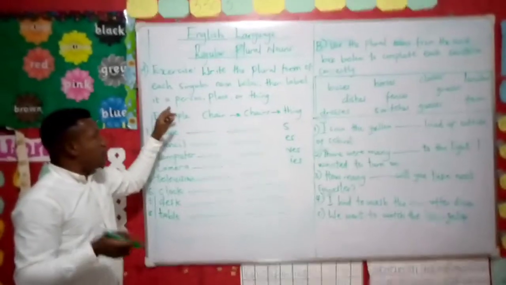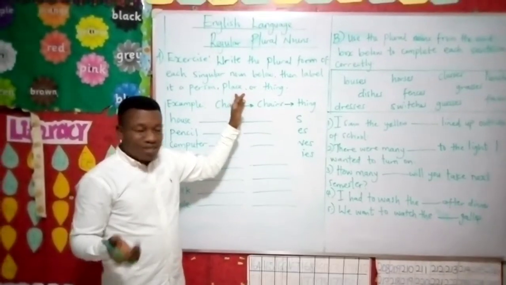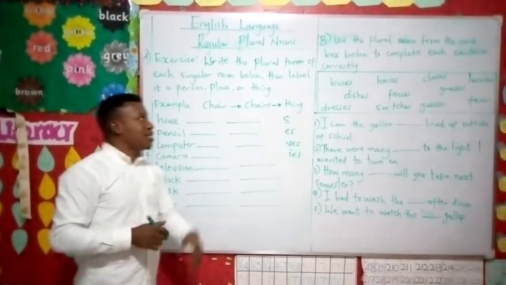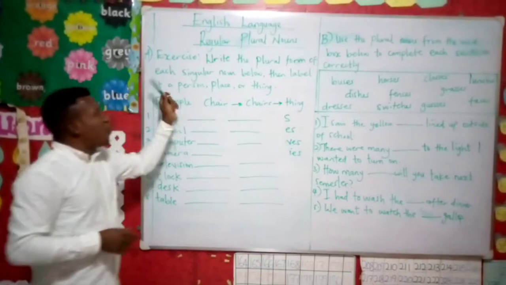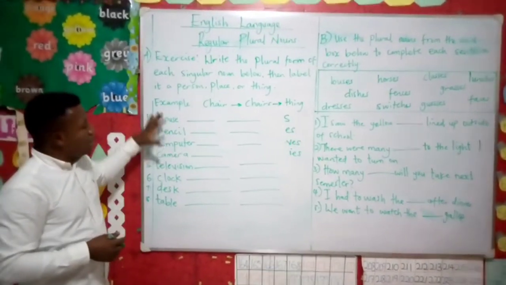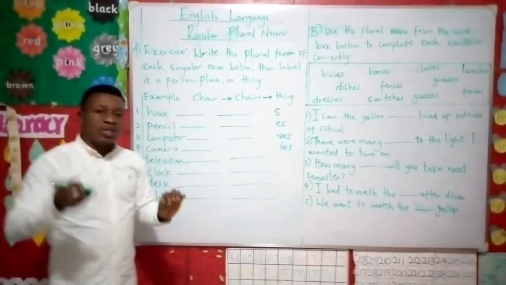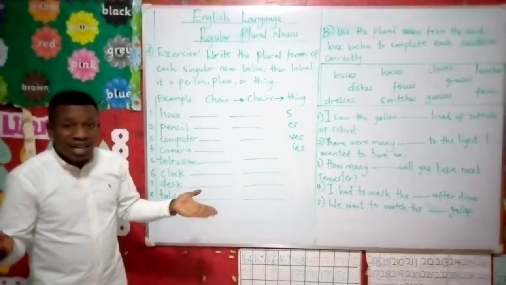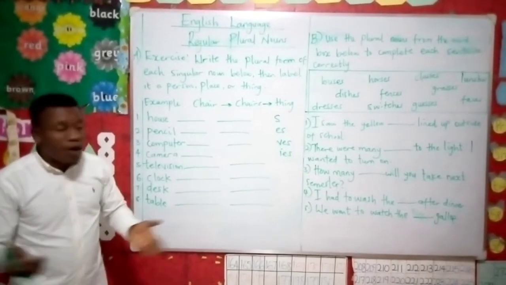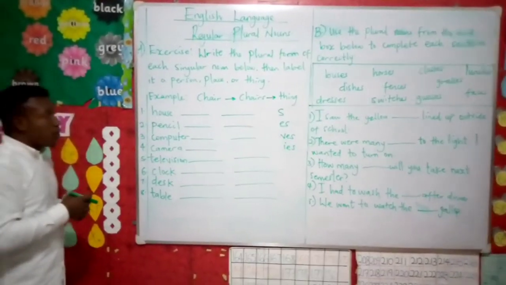Then label it a person, place, or thing. We are asked to write the plural form of each of the singular nouns here, and we are asked to label it. We are asked to attach a name to it. Is it a person? Is it a place? Or is it a thing? Now we have an example done on the board already.